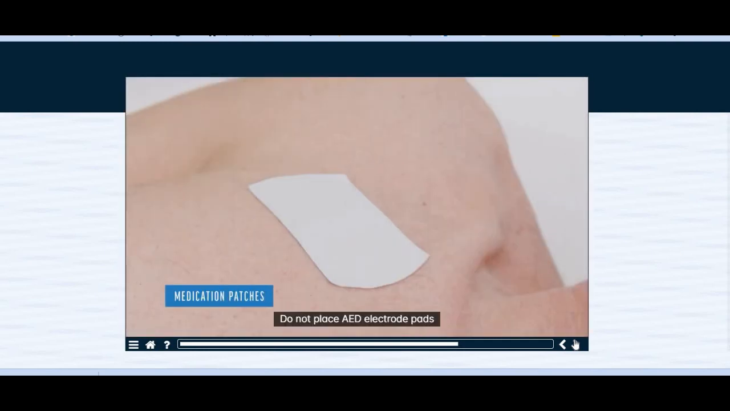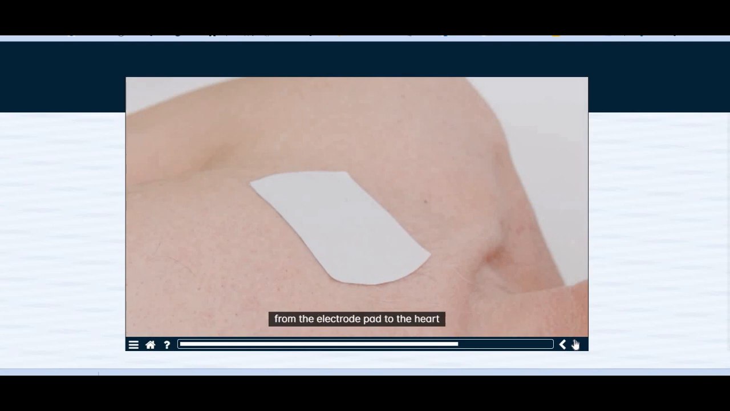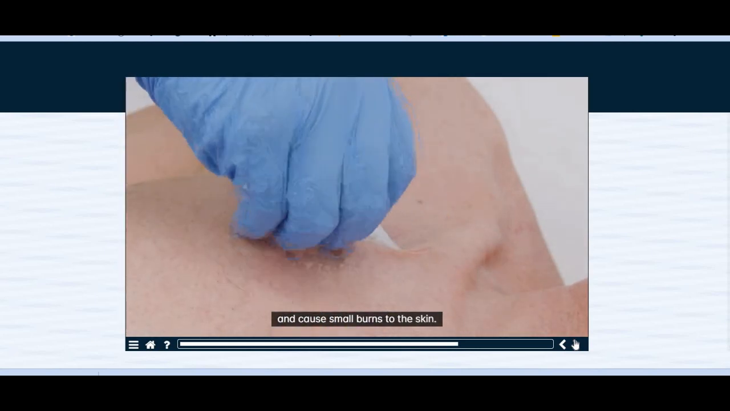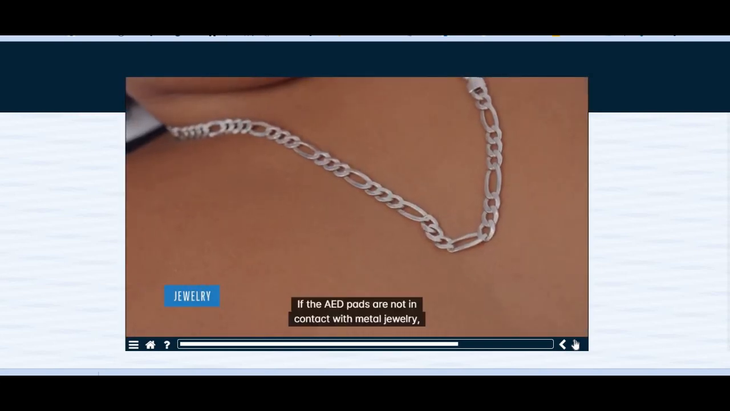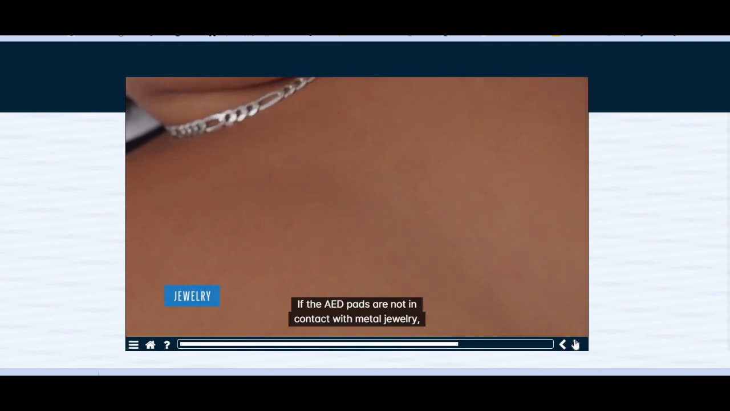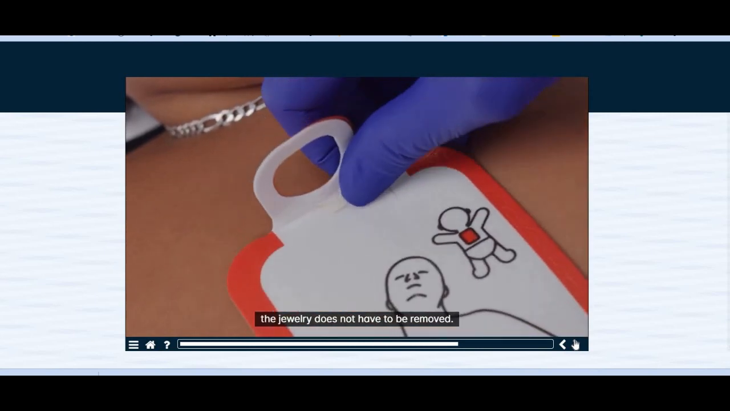Do not place AED electrode pads directly on top of a medication patch. A patch could block delivery of the shock from the electrode pad to the heart and cause small burns to the skin. If it doesn't delay shock delivery, peel off the patch with a gloved hand and quickly wipe the area before attaching the electrode pad. If the AED pads are not in contact with metal jewelry, the jewelry does not have to be removed.